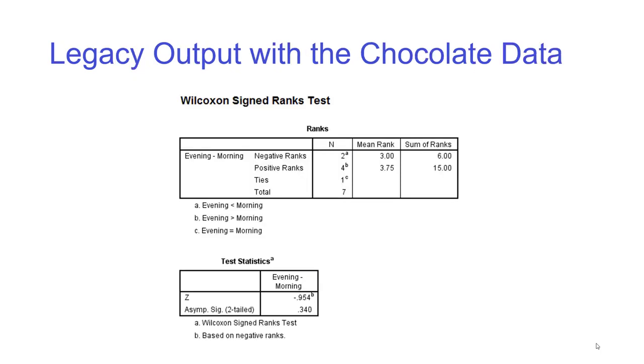And I just wanted to show what the legacy output looked like when it was taking the smaller rather than the larger one for calculating the test statistic. So in the legacy dialogues, it says the sum of the negative ranks was 6, the sum of the positive was 15, and it gave you the asymptotic significance, the p-value of 0.340. That's just there for those that end up accidentally using an older version of SPSS to show that you're getting exactly the same results. They've just slightly changed what the test statistic is.